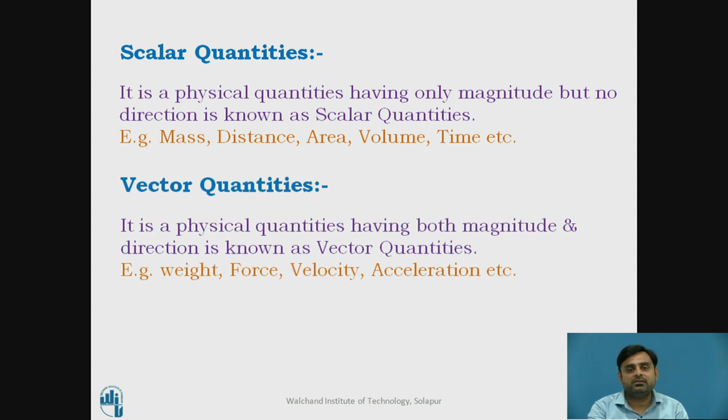Similarly, vector quantities. Vector quantities are quantities for which magnitude is required as well as direction to define that quantity. So a physical quantity having both magnitude and direction is known as a vector quantity. Examples: weight, force, velocity, acceleration, etc.